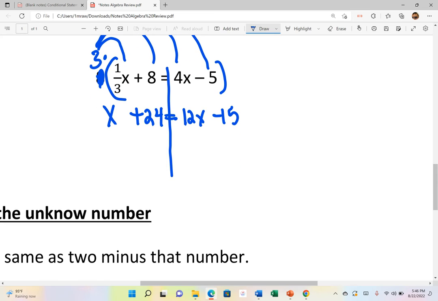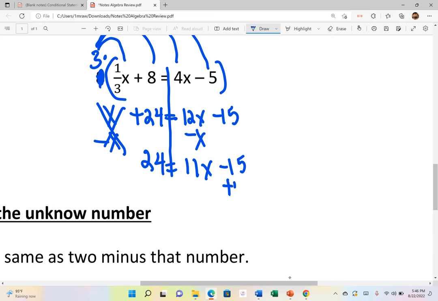In this situation, I'm going to go ahead and move my x's over. I don't need to distribute or anything like that. So minus x to both sides. This cancels because that's 0x. That gives me 24 is equal to 12x minus x, which is 11x. Bring down the minus 15. Then we can add 15 to both sides to get rid of this 15.